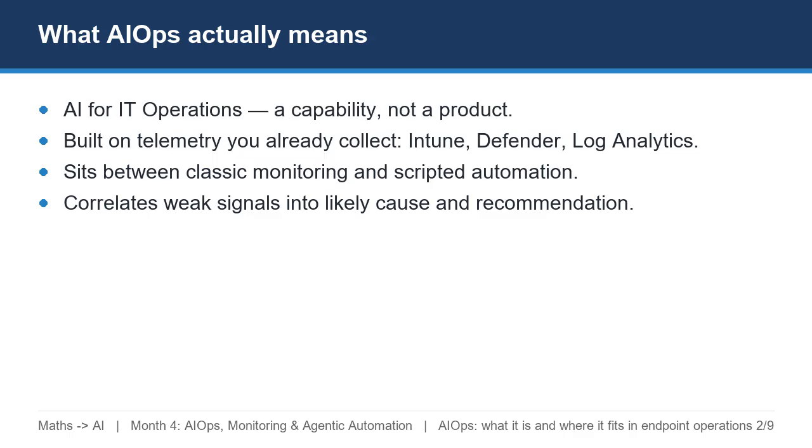Let's be precise. AIOps stands for AI for IT operations. It's not a single product you buy, it's a capability you assemble on top of the telemetry you already collect from Intune, Defender, and log analytics. Think of it as the layer in the middle. Classic monitoring tells you a threshold was crossed. Scripted automation runs a fixed action. AIOps adds reasoning between them, correlating thousands of weak signals into one likely cause and proposing what to do.